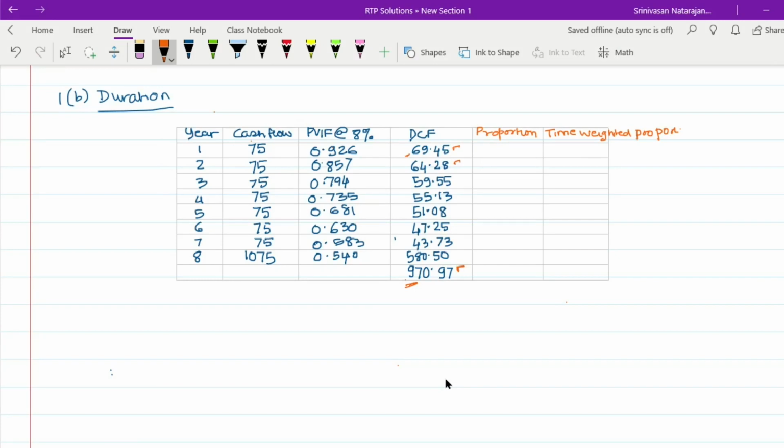In the same fashion, we calculate proportion for each year. So first year proportion would be 69.45 divided by 970.97, which gives us a proportion of 0.071. Similarly, for the second year, the proportion would be 64.28 divided by 970.97. So that will give us a proportion of 0.066. So similarly, we calculate proportion for each of these years.